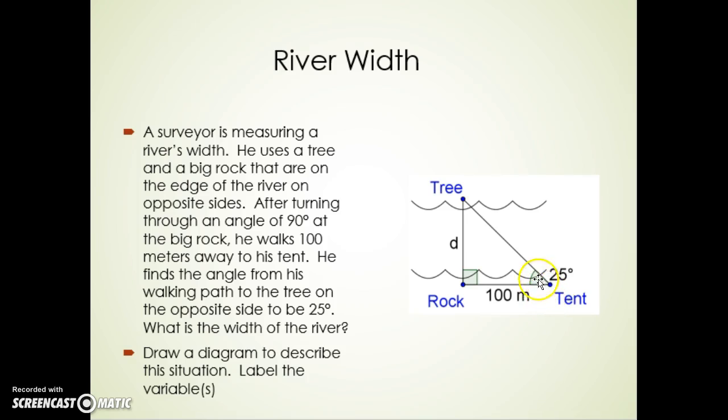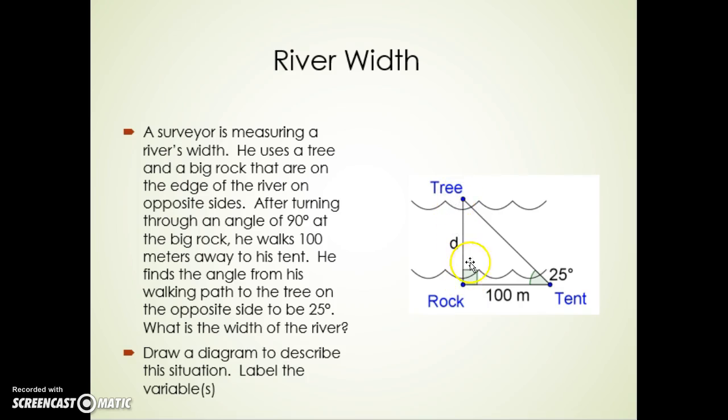He finds the angle from the path that he was walking to the tree opposite the river is 25 degrees. So we know this angle measure is 25 degrees. What is the width of the river? So we want this vertical distance right here.